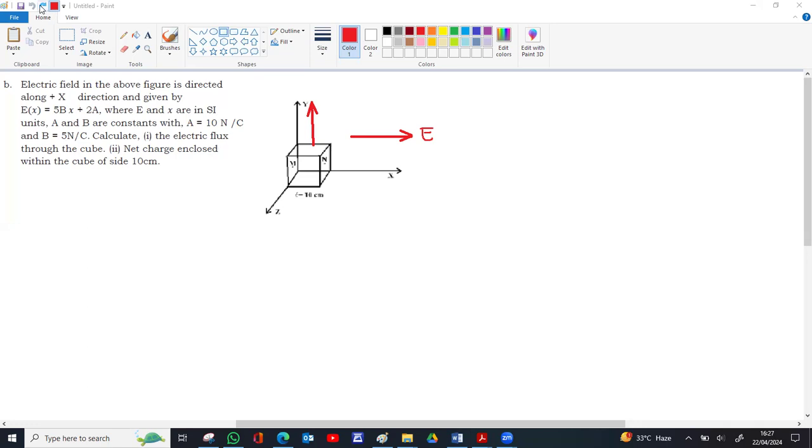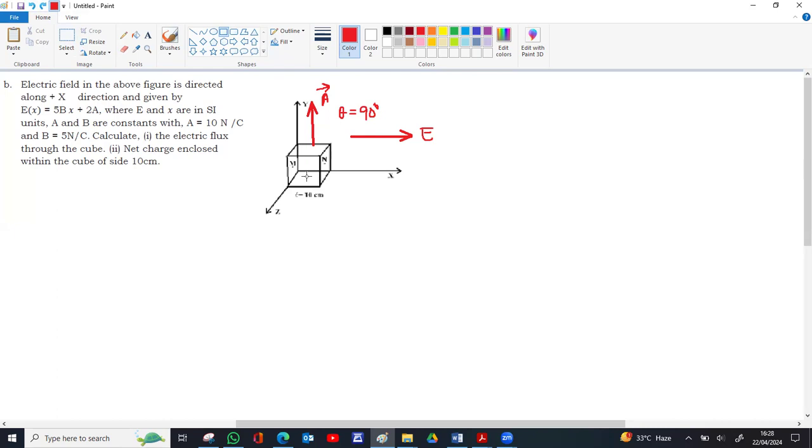If you take the top face, the electric field is towards the right. The area vector is always perpendicular to and out of the surface. On the top face, the area vector and electric field are at 90 degrees. That means the angle becomes 90, cos 90 is 0, so the electric flux will be 0 for that face.